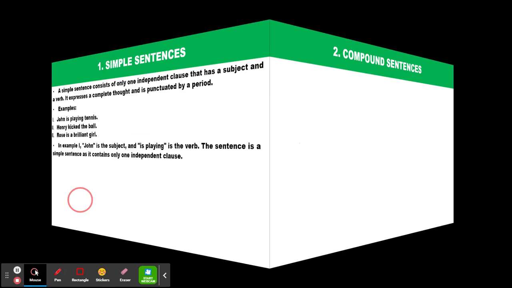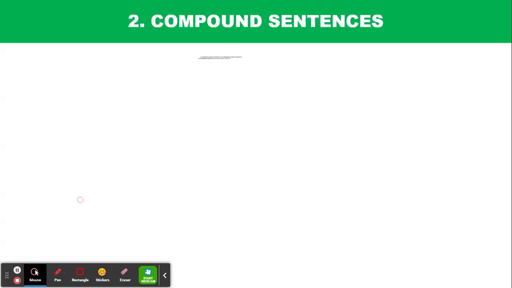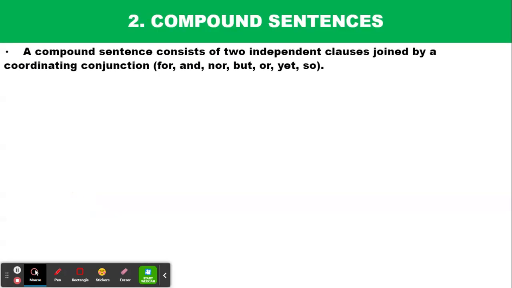This now takes us to number 2, compound sentences. What is a compound sentence? A compound sentence consists of two independent clauses joined by a coordinating conjunction. Examples of coordinating conjunctions are for, and, nor, but, or, yet, so. Now, of course, we use the acronym fanboys.